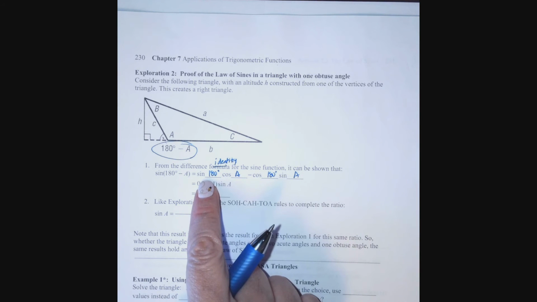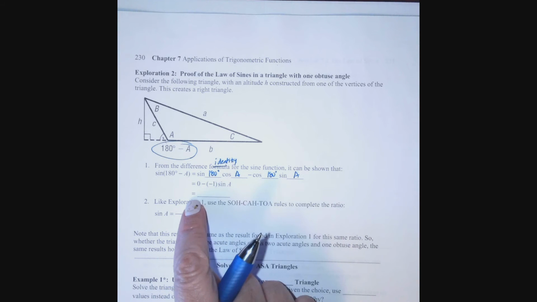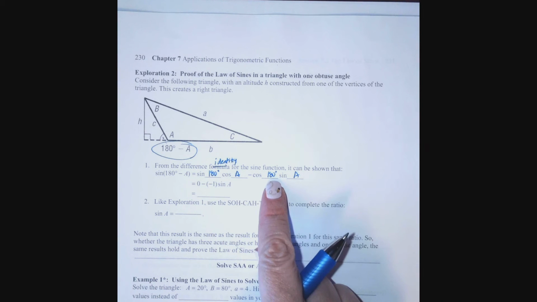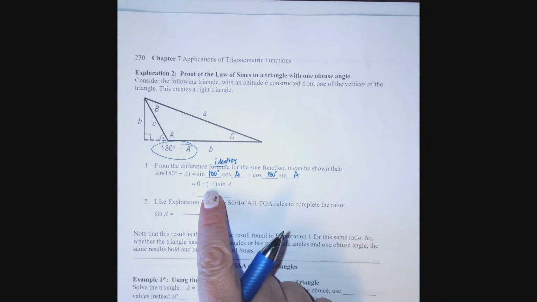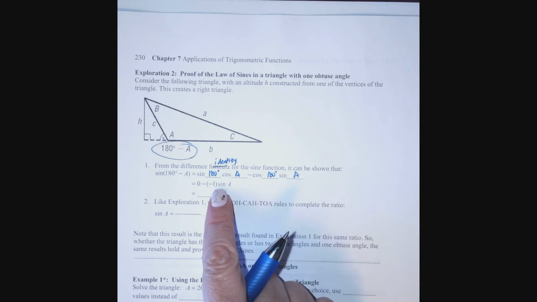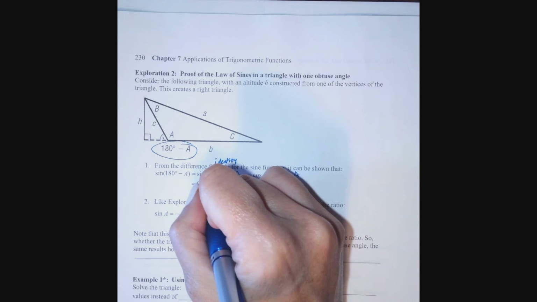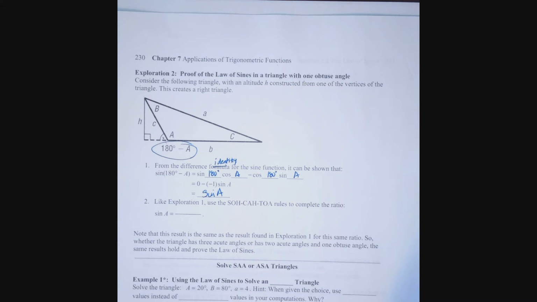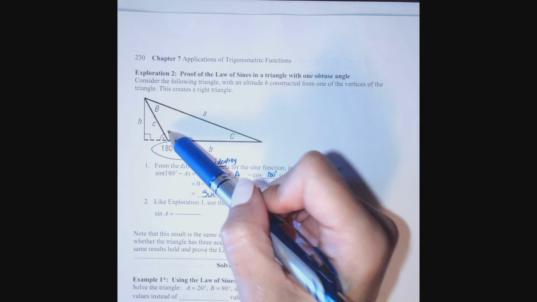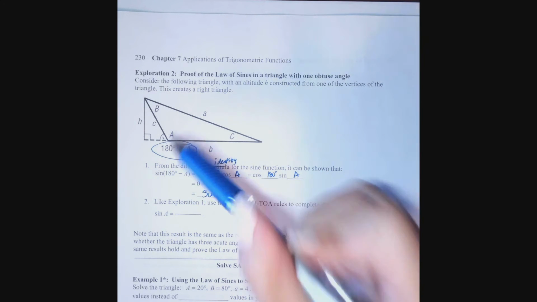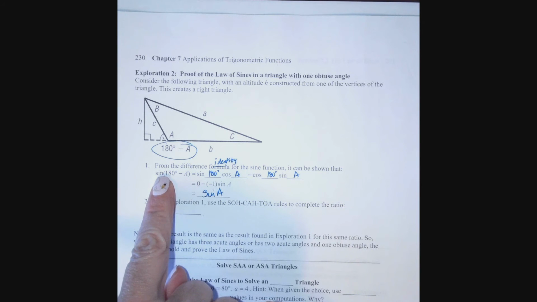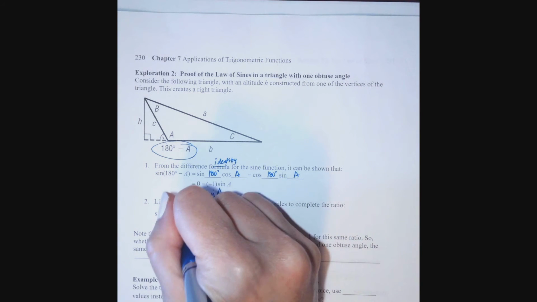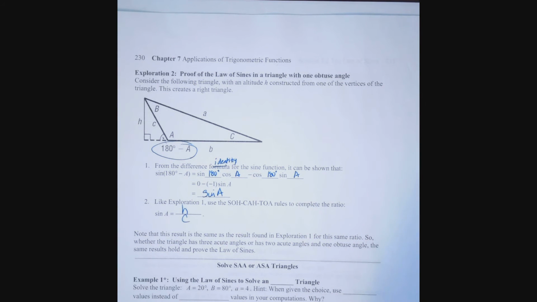Well, the sine of 180 degrees, think about your unit circle. The sine of 180 degrees is 0. Cosine of 180 is negative 1. So I have 0 minus a negative sine A, which gives me a positive sine of A. And then, like I just said, if that is the same as the sine of 180 minus A, then that is going to be h over c.